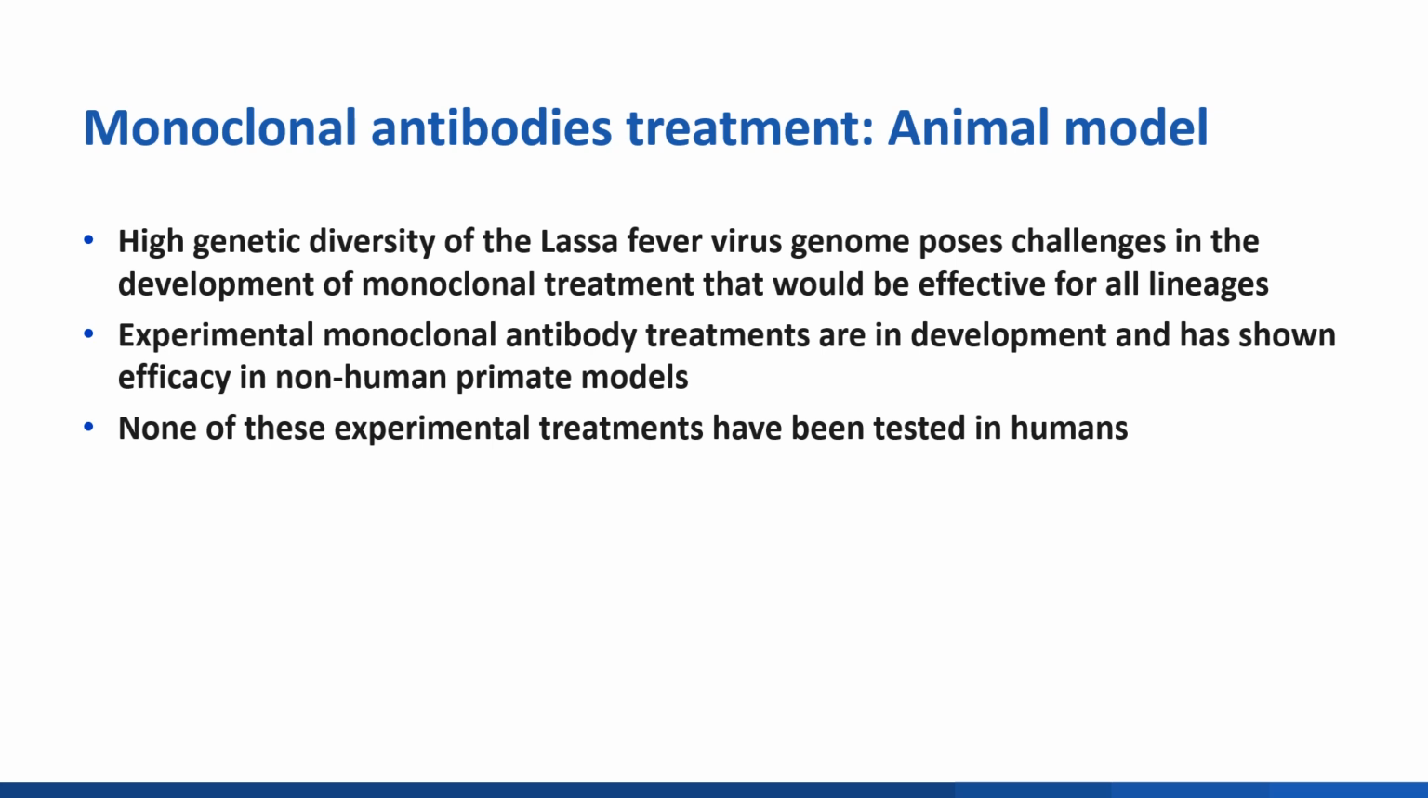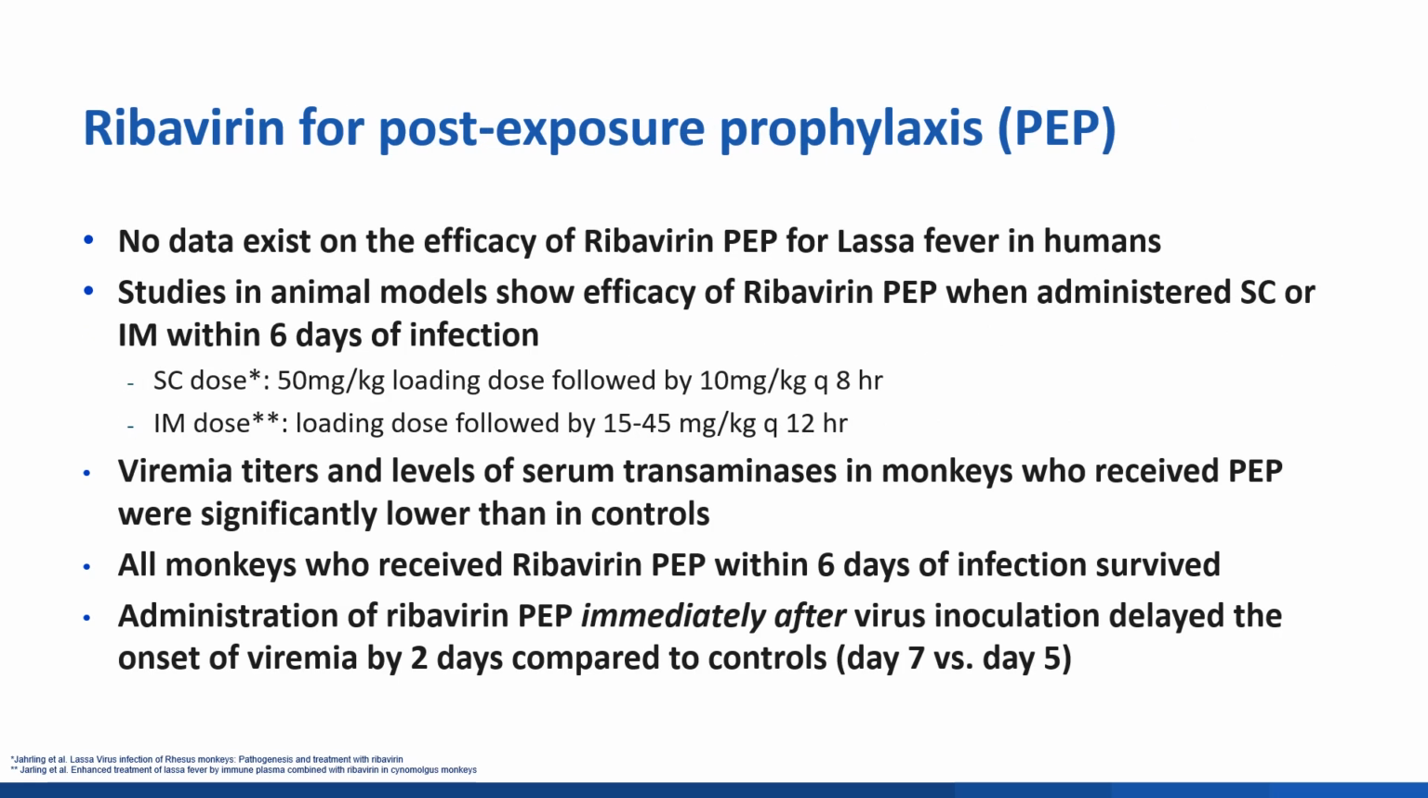Low concentrations of Lassa fever virus RNA were also detected in saliva, lacrimal fluid, and vaginal fluid in survivors, but cleared within 3 months post-recovery. Ribavirin has also been studied as a post-exposure prophylaxis measure, or PEP, for Lassa fever. No data exists on the efficacy of ribavirin PEP for LF in humans.